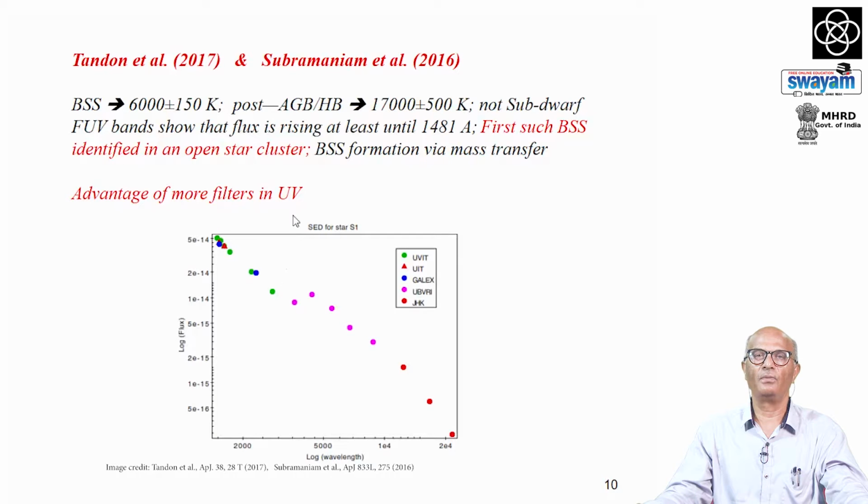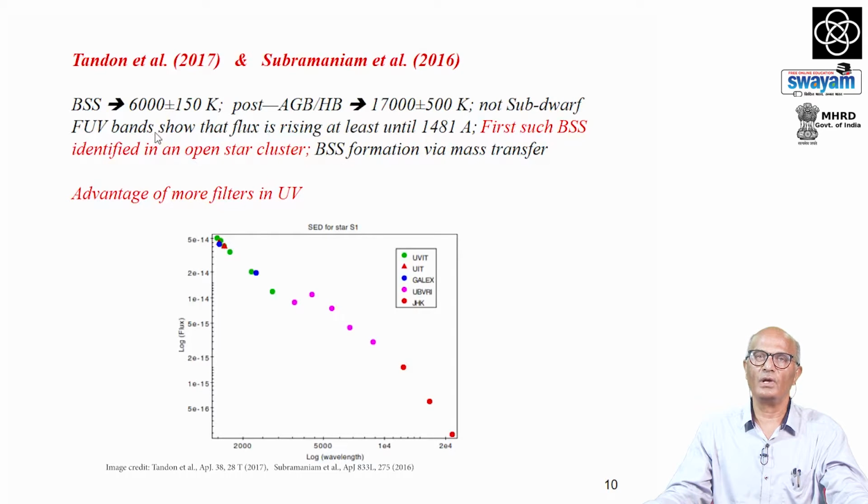In fact, they have identified a very interesting blue straggler star, which has a temperature of 6000 Kelvin, and it is a post asymptotic giant branch star, which has a temperature of 17,000. So, it is a binary combination which is responsible for the blue straggler location, and it is not a sub dwarf.